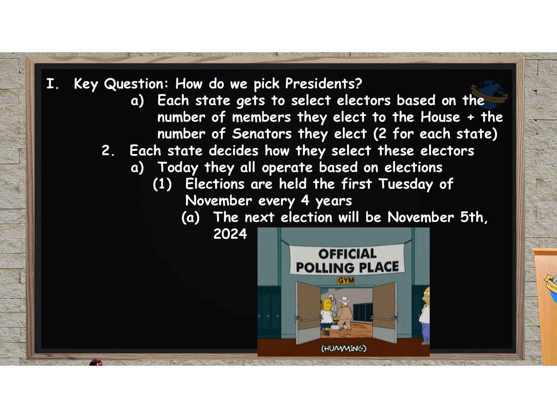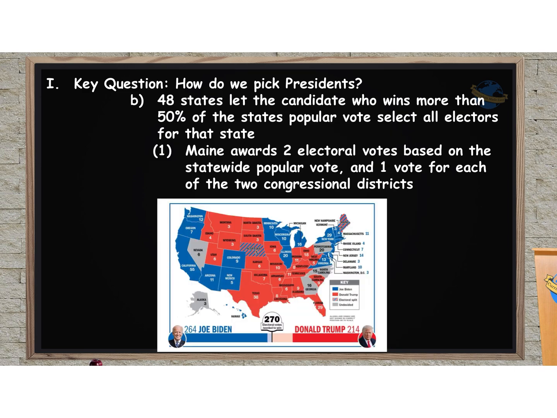Now, because of our federal system, each state gets to decide how they select these electors. Today, they all operate based on elections, but in the past, those electors could be picked by the governor. They could be picked by the state legislature. Today, every state holds their election for presidential electors on the first Tuesday after the first Monday in November every 4 years. Now, because every state gets to pick how they pick the electors, that leads to some variation. In 48 of the states, these states let the candidate who wins more than 50% of the state's popular vote select all the electors from that state.